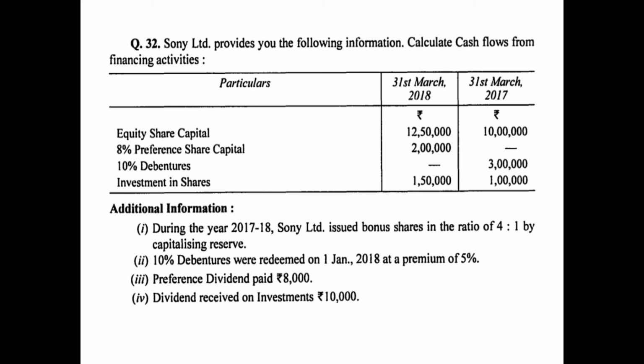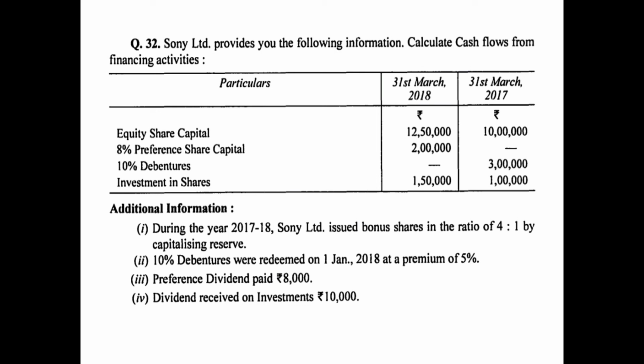The second point, 10% debentures were redeemed on 1st January 2018 at a premium of 5%. So the face value of the debentures which were redeemed is 3 lakh, and these are redeemed at a premium of 5%, that means plus 5%. So 5% of 3 lakh will be 15,000. That means these debentures are redeemed for 3 lakh plus 15,000, that is 3,15,000. And 3,15,000 will be the cash outflow. It will be deducted under the financing activity.